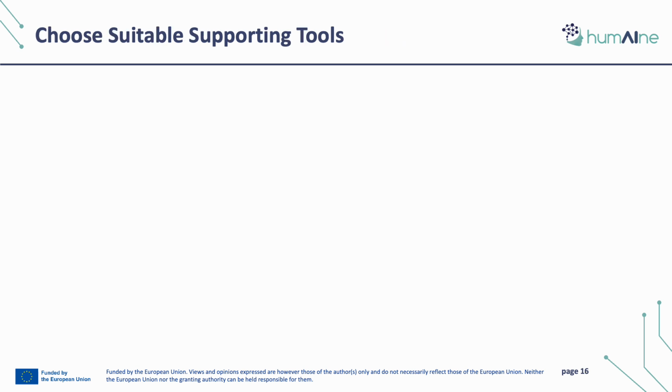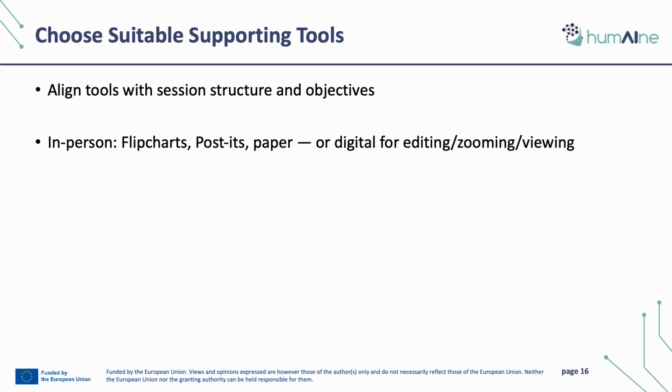The tools you choose should always align with the planned structure and the objectives of the session. For in-person sessions, simple tools like flipcharts, post-its, and paper often work well. But even in these settings, digital tools may be the better choice for activities that involve zooming in, editing, or collaborative viewing, for example, when working on process workflows.